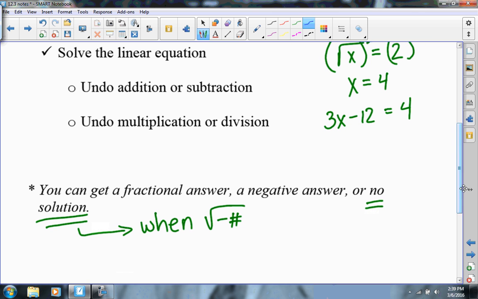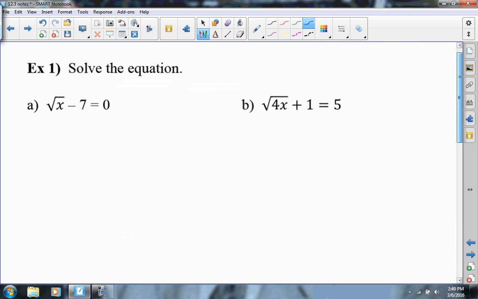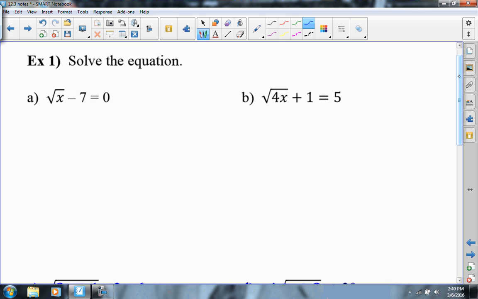Okay, so we have one example, but it has 5 parts to it that we'll work through. So we'll see 5 different types of these equations that you'll have to solve. And again, use these as a guide during your homework.